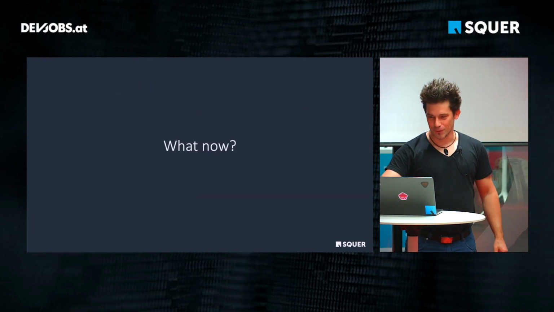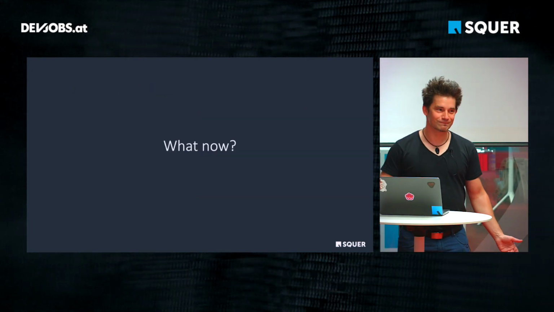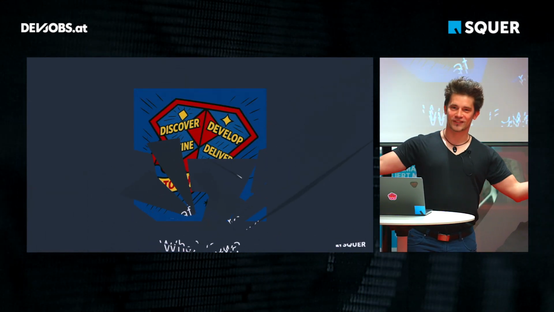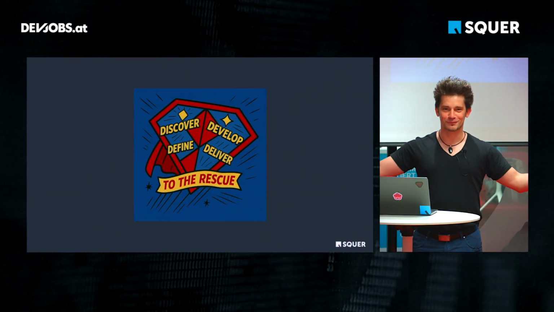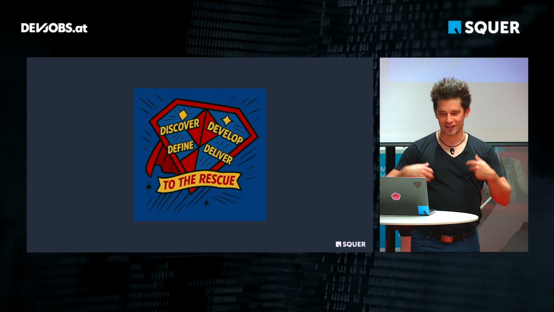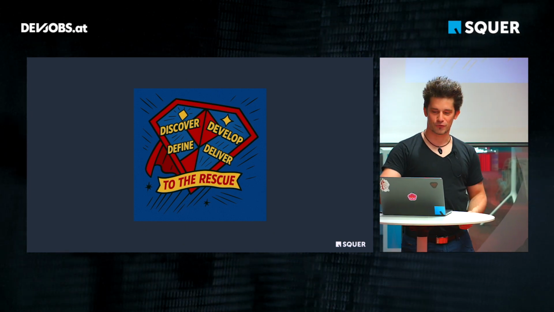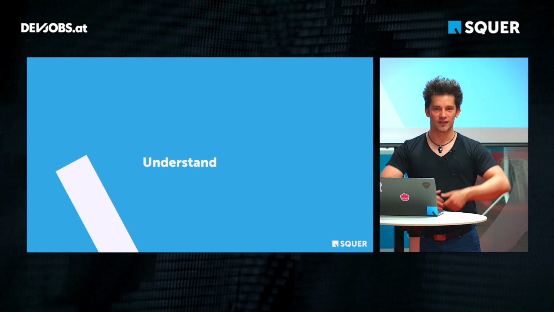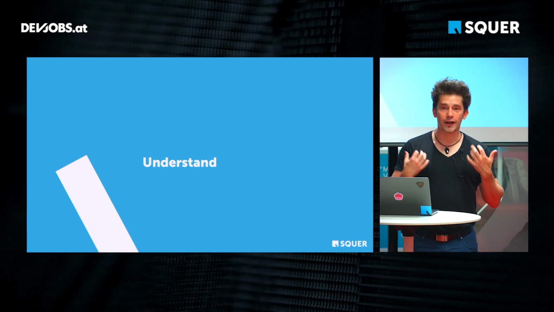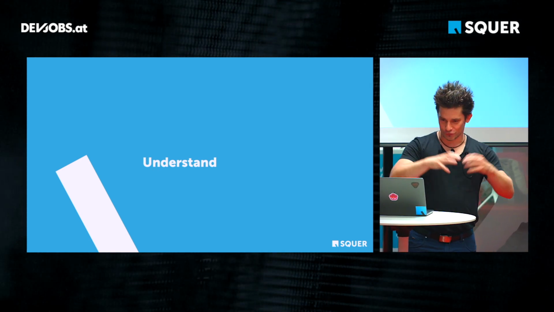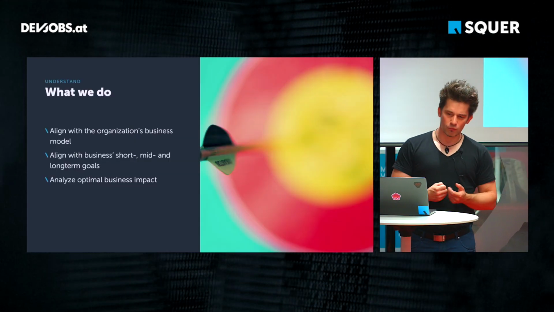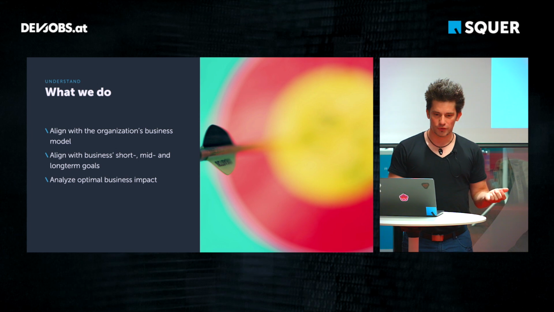So what now? Well, there's a solution with what we heard before. The double diamond comes to the rescue. So I need to start with this approach, and the first thing is understanding. First I need to understand what I need to do, what my real target is for this dinner or for this section.